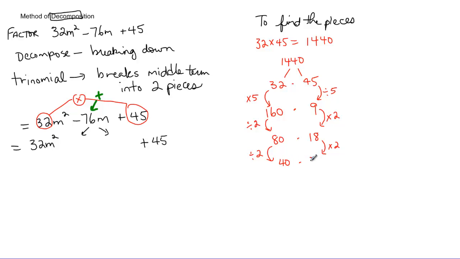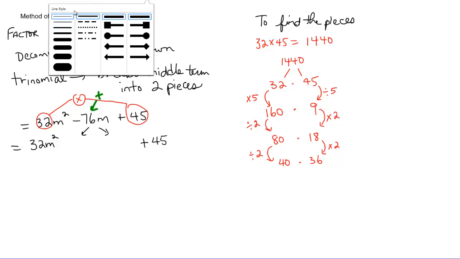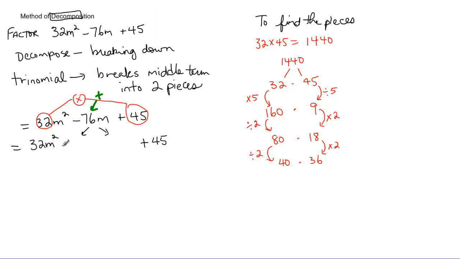40 and 36. Again, if I multiply them, I get 1440. Can I use them to make 76? Of course I can. No problem. Now, when I go to use them to make 76, I have to pay attention to the signs, because this equal sign is important. I want to keep factoring the same expression that I started with in the original question.